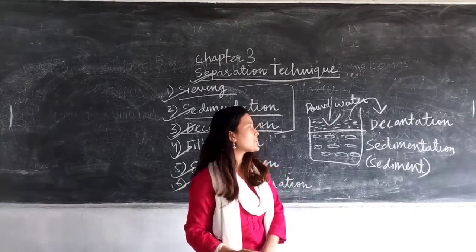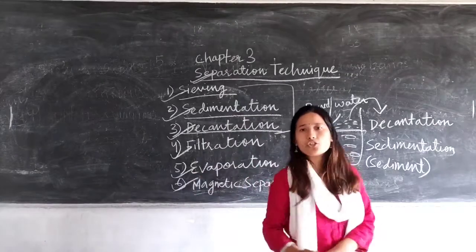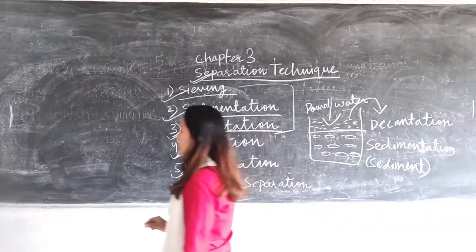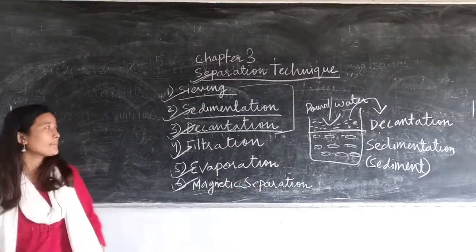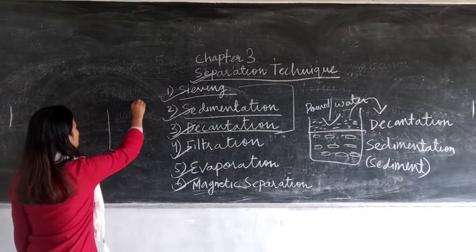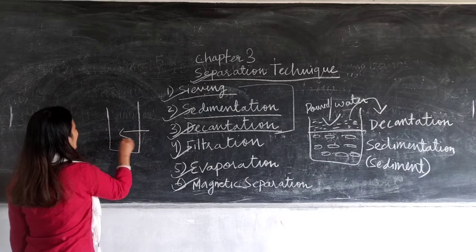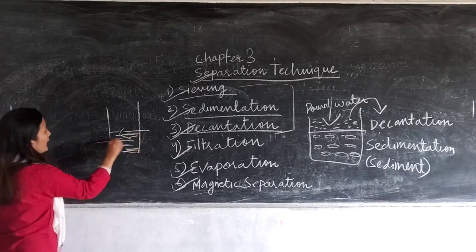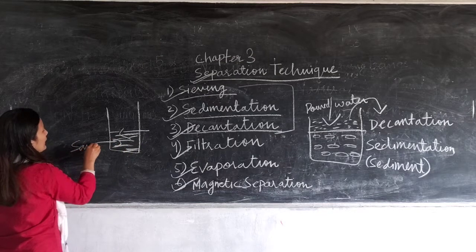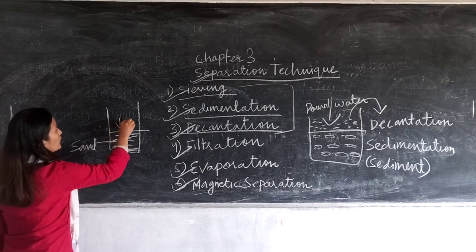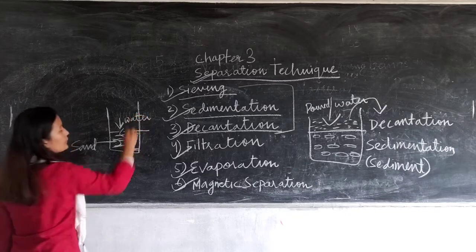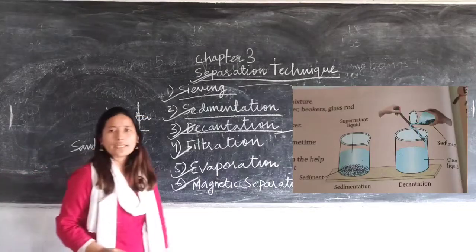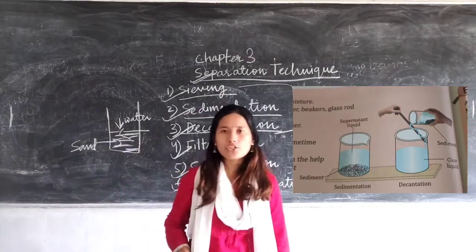For that, let us go through one more experiment, an easier one, which will help you to understand much more properly. You will take one container and add sand to it, and then you will add water. So you have a sand and water mixture. You will get muddy water.